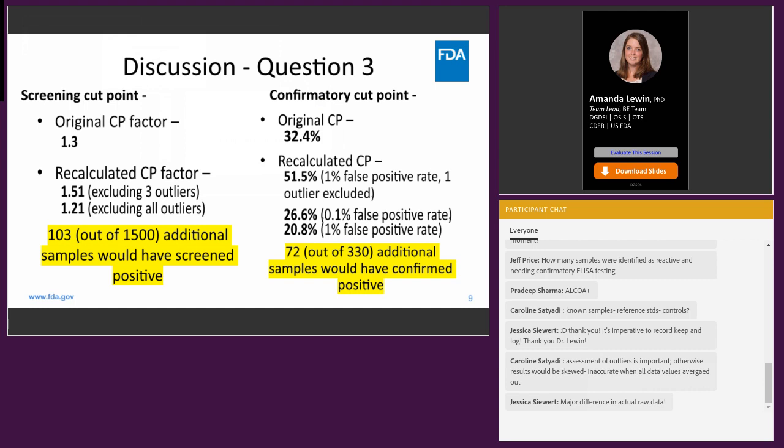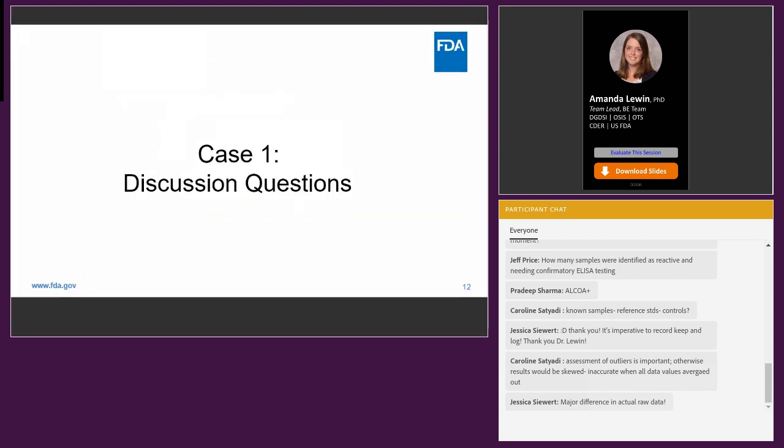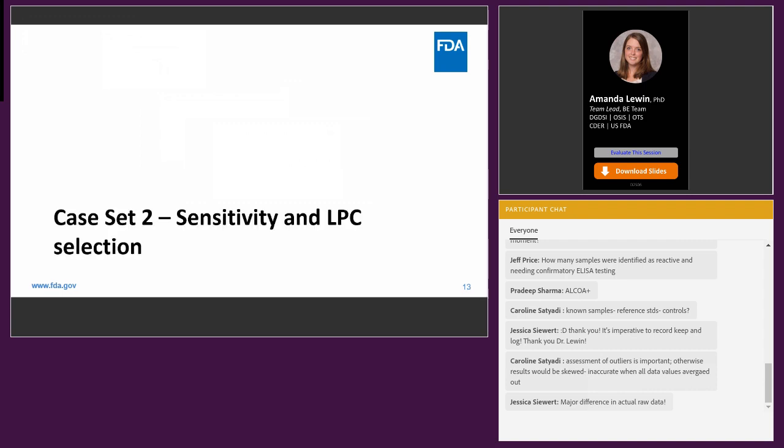All right, so moving right along, we just don't want to get too ahead of ourselves. We can move right back into case set 2. Thank you so much. Moving along to case set 2, where we will discuss sensitivity and the LPC selection.